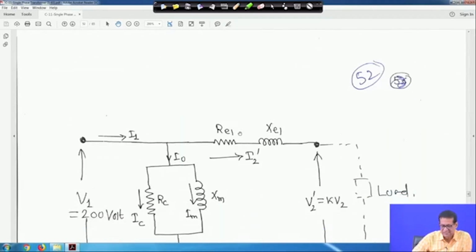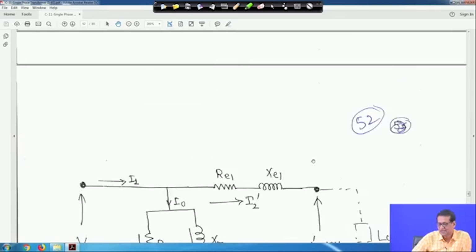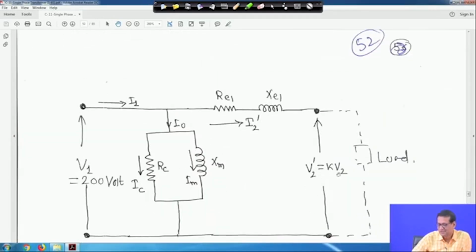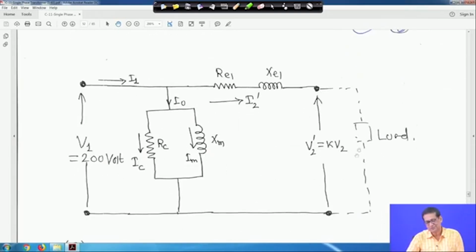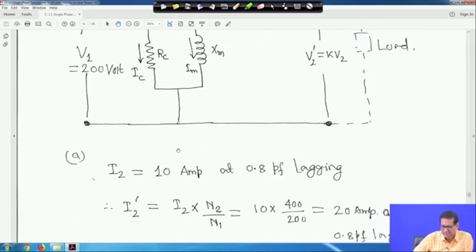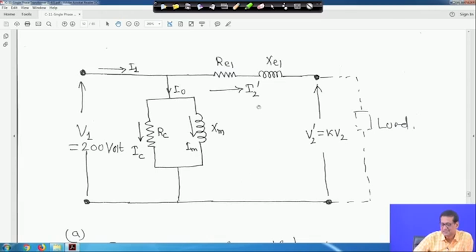Now, earlier we have seen that when you transform this to that side, it will become V2 dash is equal to K V2, and the dash line shows the load. Earlier we have seen this circuit, this side 200 volt, parameters are given: RE1, XE1, RC, XM, all are given. So, I2 is given, 10 ampere at 0.8 power factor lagging. So, I2 is on the secondary side, so I2 dash you have to bring to the primary side.